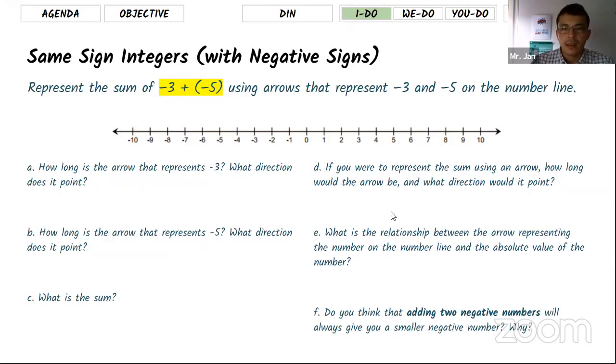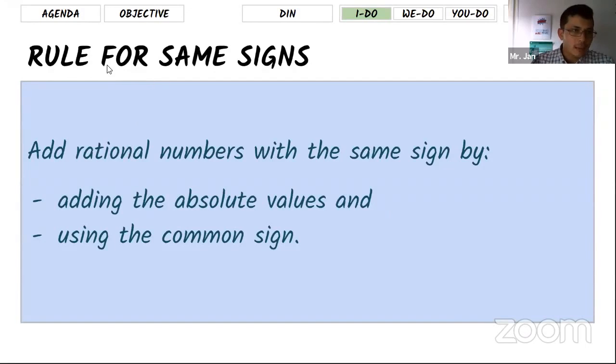Okay, and so the rule for adding same sign numbers, same sign would be both positive or both negative. Add rational numbers with the same sign by adding the absolute values. That means without thinking about the signs, if it's negative, don't think about the negative sign, just add the numbers, adding the absolute value of those numbers, and using the common sign. If both numbers are positive, put the positive result. If both numbers are negative, put the negative sign in front of your result. Okay, so these are the two steps that you need to remember for adding same sign numbers.